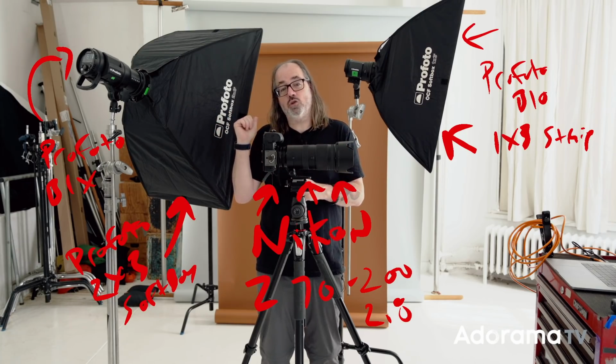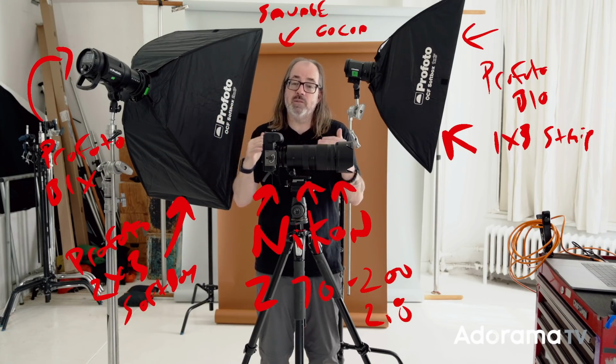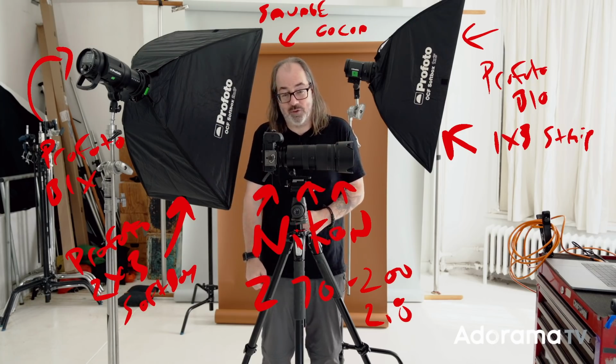I'm also going to use this short roll of Savage paper behind me as a framing guide because we want to try to match the frame as best as possible so we can show, as I say, apples to apples.